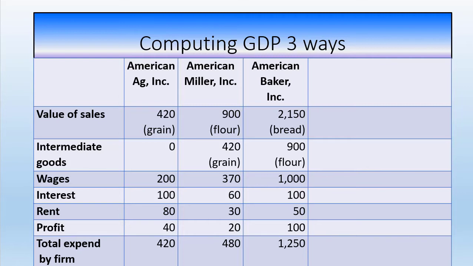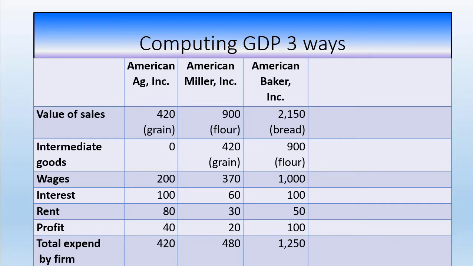I have three columns there, one for each of these organizations. Let's take a look at the first row there, value of sales. The American Ag, the farmer, sells $420 worth of grain, and that grain is sold to the American Miller. Now, in order to produce that $420 of grain, the farmer had to pay $200 in wages, interest of $100, rent of $80, and had to make some profit, and that's $40 in profit, for total expenditures for that firm of $420.